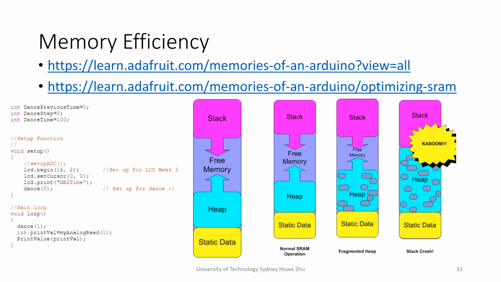So this is a diagram of your SRAM. Does anyone know how big the SRAM for the 80 mega is? So what's the size of the SRAM? Yep, 2,000 kilobytes. So 2 KB.